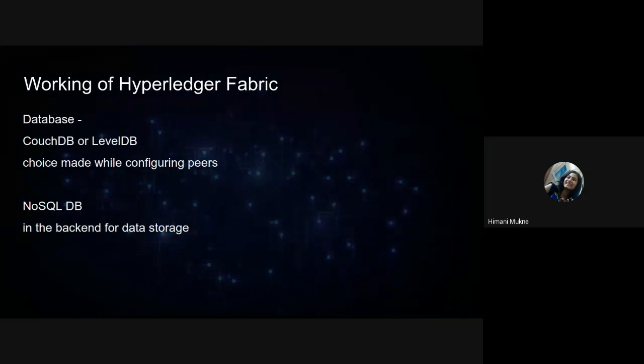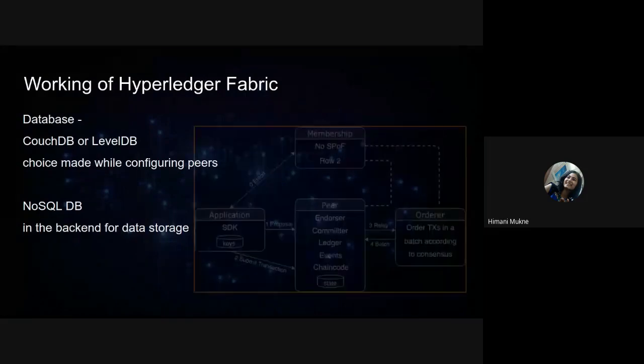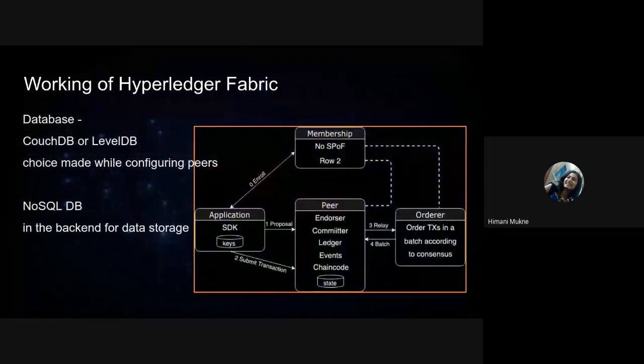Next, we see the working of Hyperledger Fabric. The basic flow is the communication between three entities. We have a certificate authority, we have a user and the user's wallet, and we have the client application. It can be an SDK or it can be a REST API, completely depending on how the client is interacting with the blockchain.